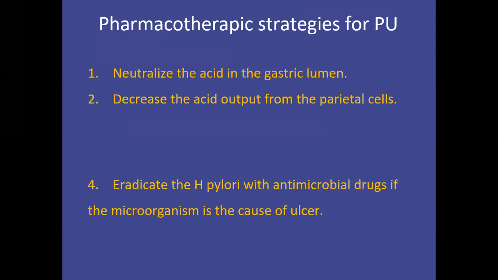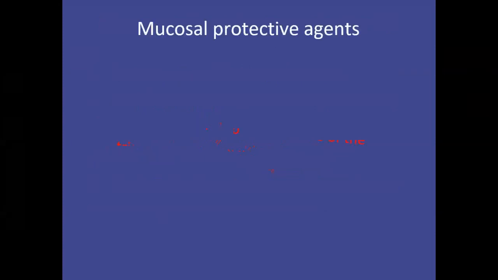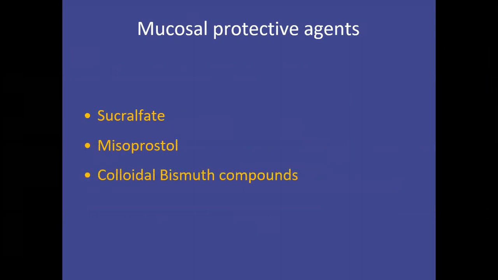So we discussed first antacids, which neutralize the acid in the gastric lumen. We discussed 3 mechanisms by which we can decrease the HCl secretion from the parietal cells. The third is to enhance the mucosal resistance of the gastric and intestinal wall towards HCl. Now, mucosal protective agents, 3 drugs we will discuss in this class. First of all, sucralfate, misoprostol, and colloidal bismuth.